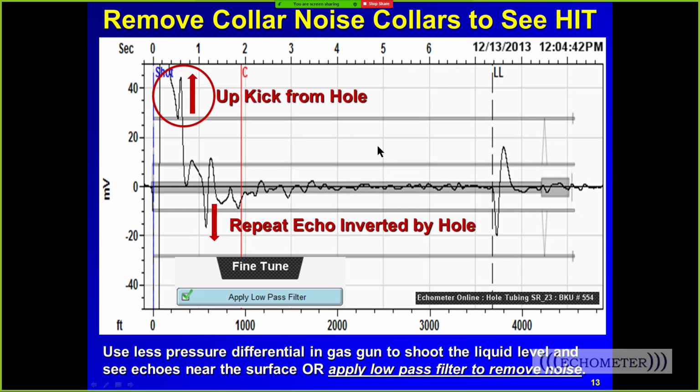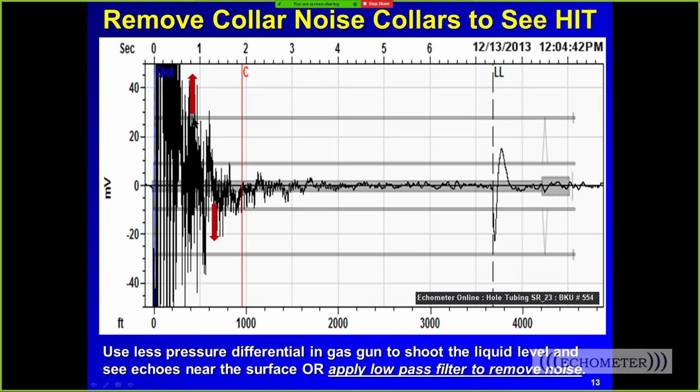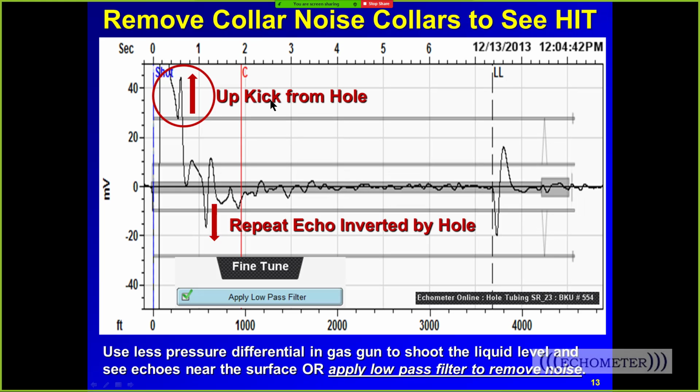When we turn the low-pass filter on, we see, aha, there is an upkick right there close to the surface, about 0.6 seconds from the surface. And that's where the hole is. That's our upkick from the casing shot, and if we just glance at this trace, we typically don't see it. So when we're troubleshooting a well, we may have to spend a little more time looking at an acoustic trace and trying to figure out what it's trying to show us.